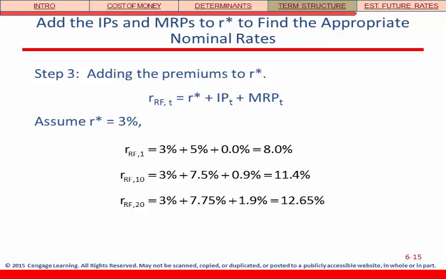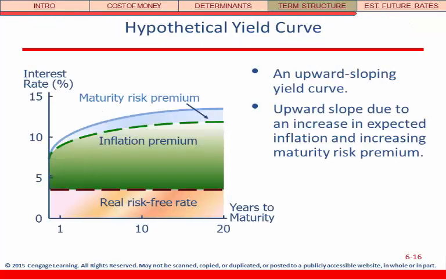Okay, that's pretty neat, right? So this is how you can mathematically figure out what you should be paid for investing in these particular debt instruments. And so this is what you would get for a hypothetical yield curve. And as you can see, once again, we've got the real risk-free rate built upon an inflation premium and a maturity risk premium. And you kind of would expect it to rise over time like this.